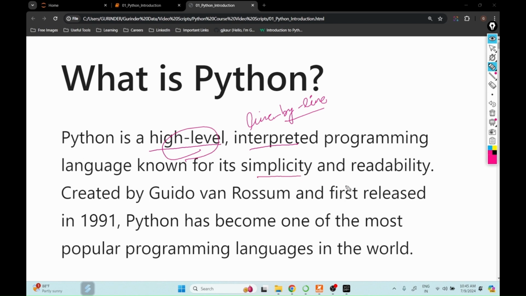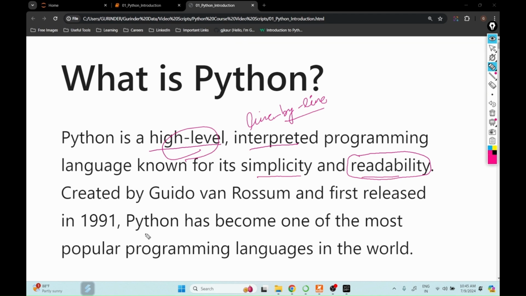It is fast and easier to test and debug as compared to other compiled languages. It is known for its simplicity and readability. Why it's known as simple? Because the syntax is very easy to understand. It is quite similar to the normal English language. That's why it makes it very easy for the beginners to learn the concepts and the syntax. And its readability is also very much better as compared to other programming languages.